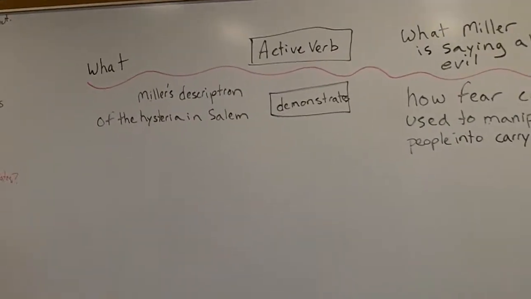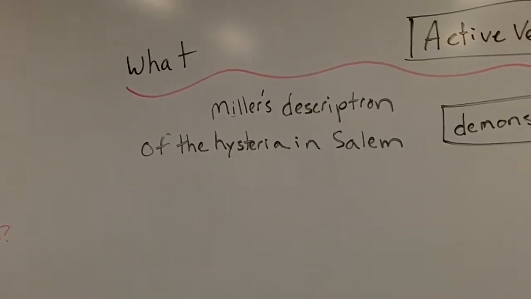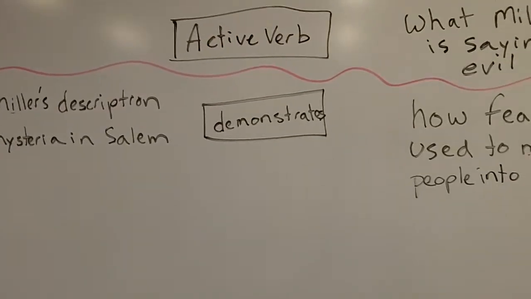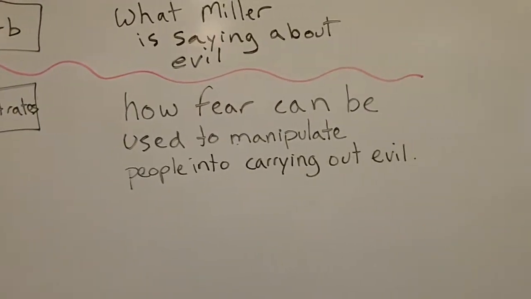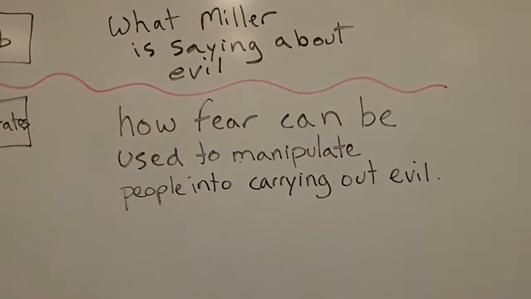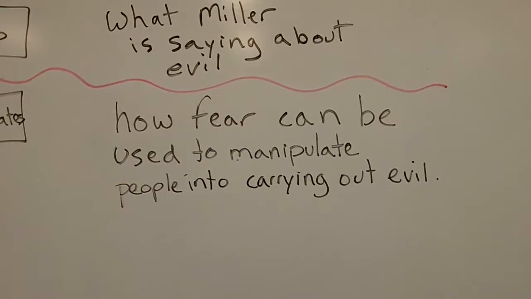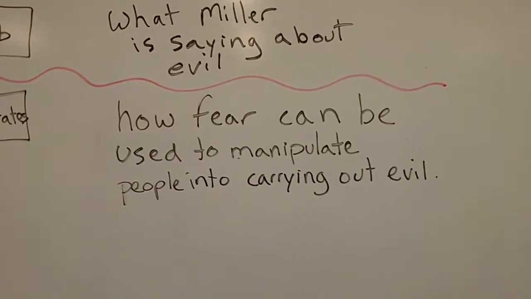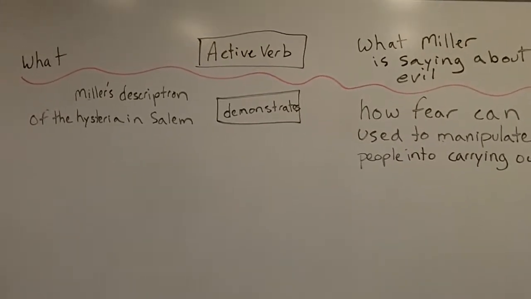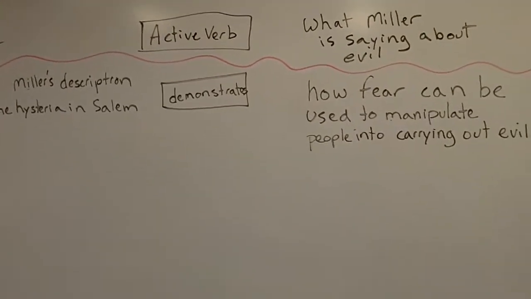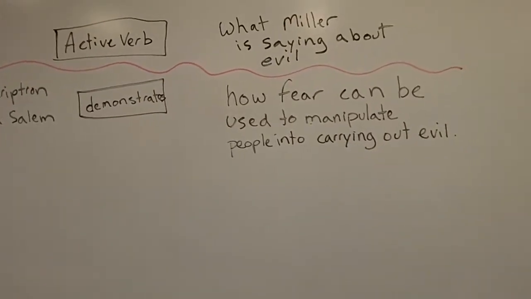And so under what, I've put down Miller's description of the hysteria in Salem. And then I have put down demonstrates as my active verb. And then here's the meat of my claim. What Miller is saying about evil, how fear can be used to manipulate people into carrying out evil. So my entire claim reads, Miller's descriptions of the hysteria in Salem demonstrates how fear can be used to manipulate people into carrying out evil.